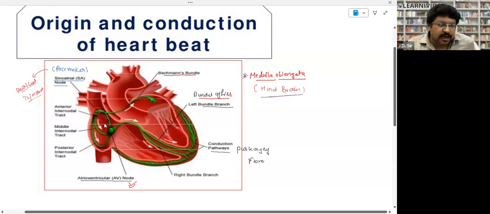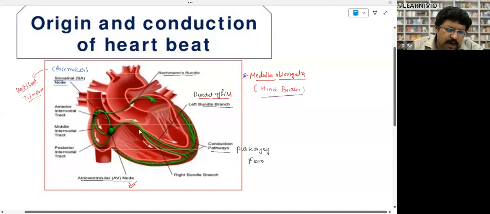Now the charges come to this point. The SA node is present in the right atrium. This part is the transition zone of the right atrium to the right ventricle. At the transition zone, there is another node. This is called the AV node, atrioventricular node. This will distribute the charge, right? From the SA node, these nerves will bring the charge to the AV node.